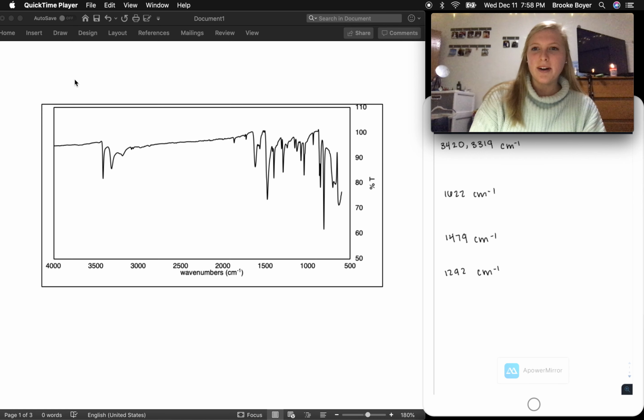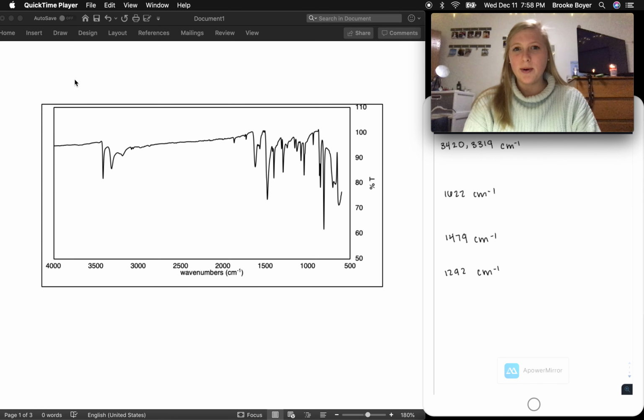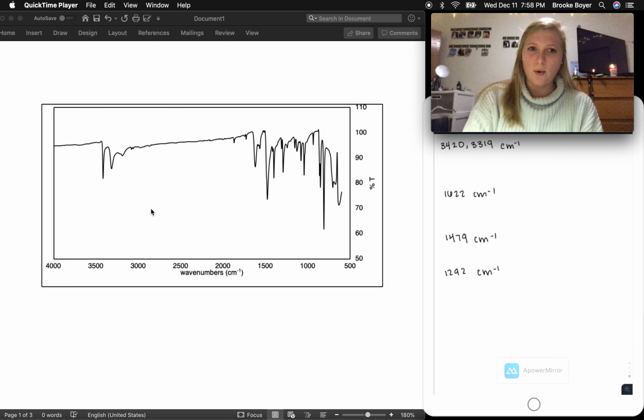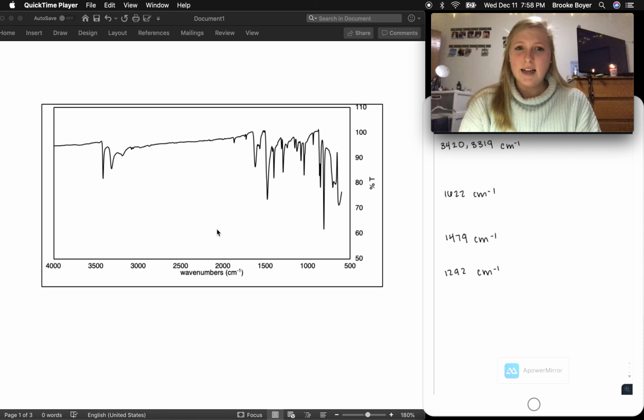Hi, my name is Brooke, and today in this video I'm going to show you how I determined an unknown compound through 4 different sets of data. The first set of data that I'm going to look at is an IR spectrum. Here's the IR spectrum for the unknown right over here. And the IR spectrum is going to tell us basically what types of functional groups we have in our compound.